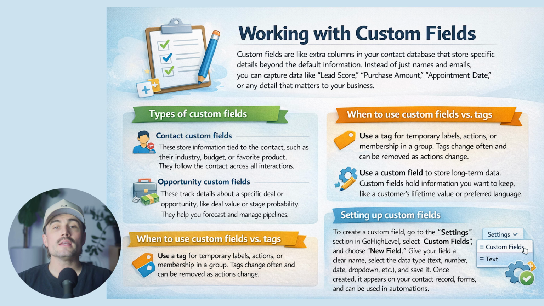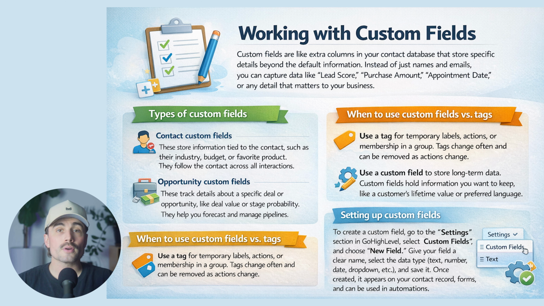Opportunity custom fields. These track details about a specific deal or opportunity, like deal value or stage probability. They help you forecast and manage pipelines. When to use custom fields versus tags. It's easy to confuse tags with custom fields because both categorize contacts. Here's a quick way to choose.